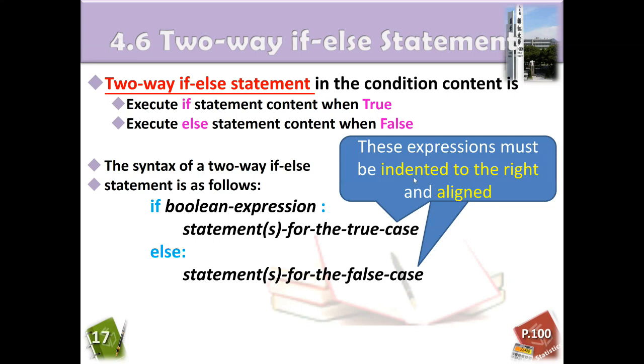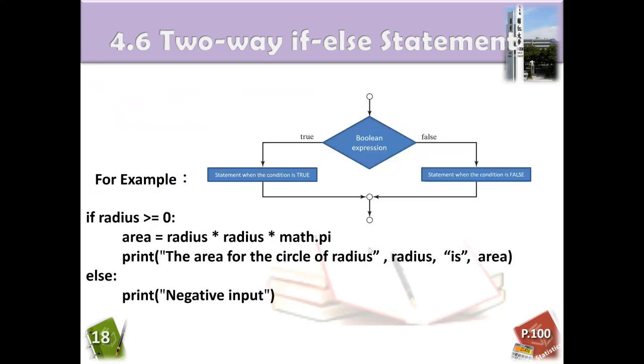This expression must be indented to the right and aligned. So we have to align. Yeah. So we can see the procedure here. Initially, we will have an input value, right? So we will check the Boolean expression. When it is true, we will execute the statement for when the condition is true. Otherwise, we will go into the other side, the false part, the statement for when the condition is false, and then we will get a result. So we definitely will get a result either here or here.